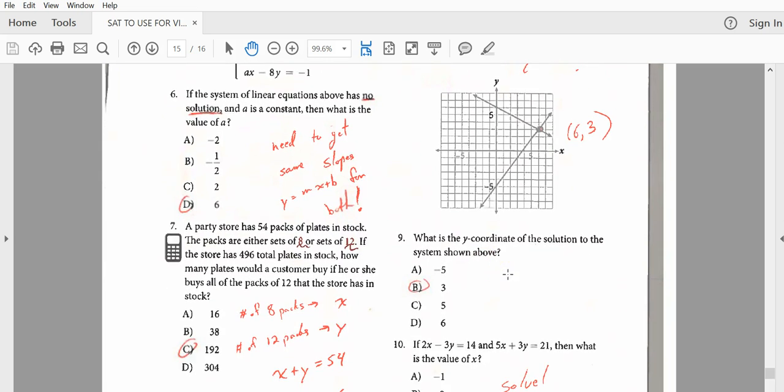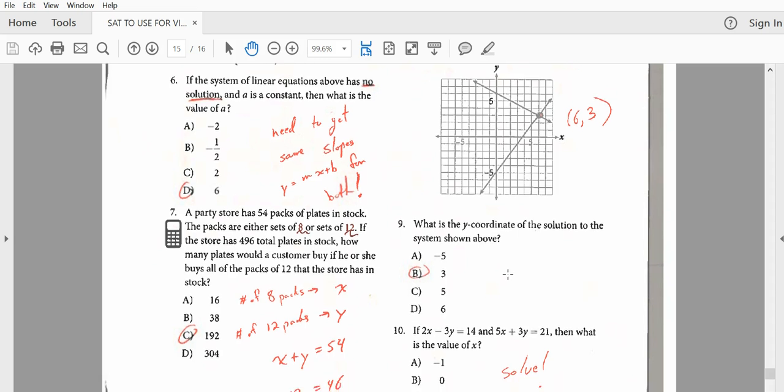The y coordinate here is the solution. We check our scale, right? Pretty easy problem. It's by 1. The intersection there is 6, 3, so the y coordinate is just 3.